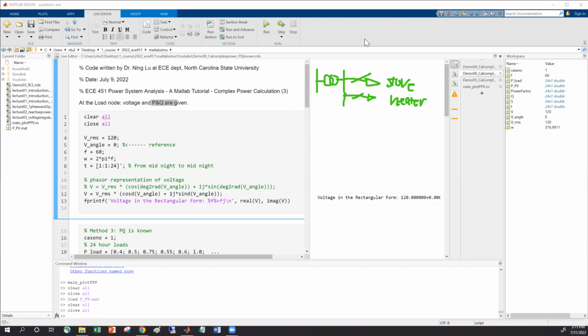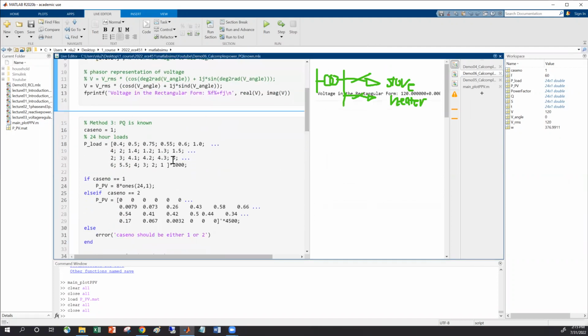So in this case, we have a 24-hour profile. This is from hour 1, 2, 3, 4, 5, 6, and then this is 7, 8, 9, 10, 11, 12. So altogether, there is a 24-hour profile. The reason I multiply this by 1,000 is because this is in kilowatt. So if I multiply by 1,000, that turns this into watt.